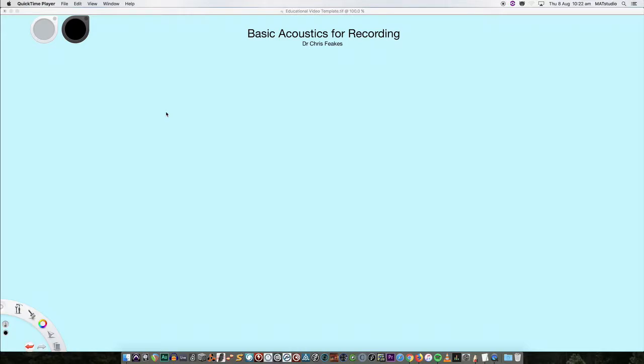Although I'm talking about it in terms of acoustics and recording here, phase and phase cancellation are important at every stage of audio production. It doesn't matter whether we're talking about audio that you've recorded and is stored in your computer, or sound that's being played out of loudspeakers, or indeed sound that's being recorded as it hits a microphone. Phase and phase cancellation are really important at every stage of that.